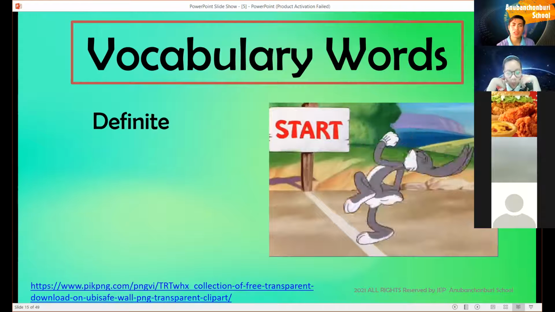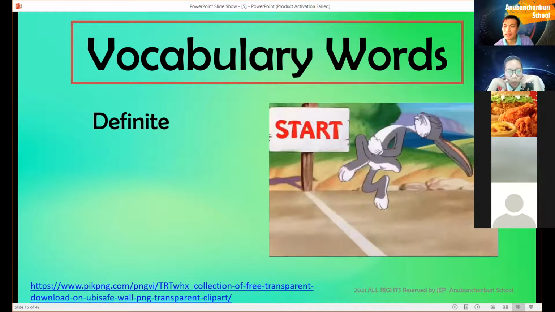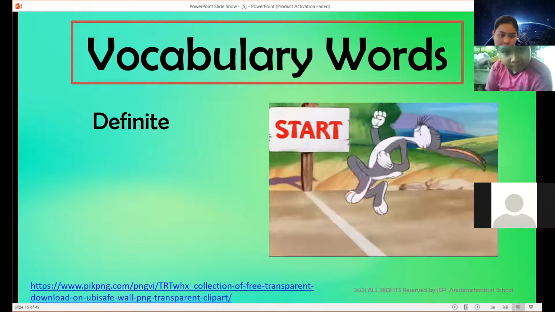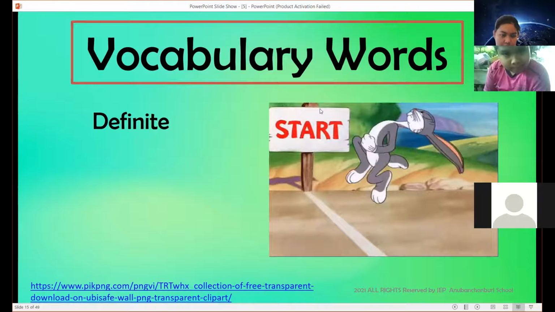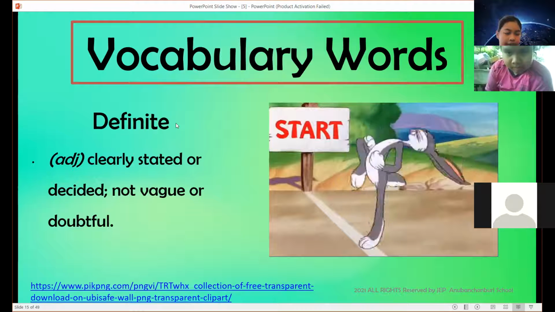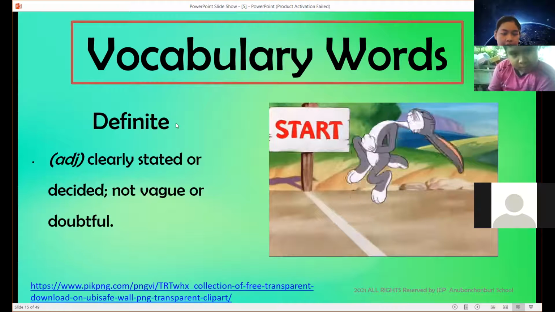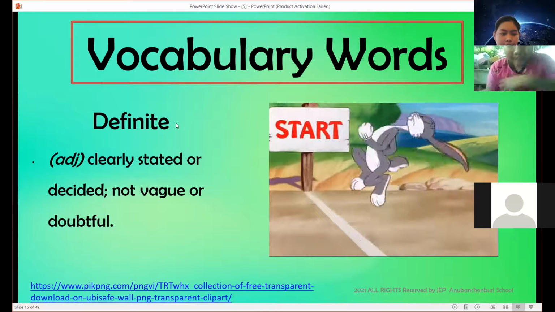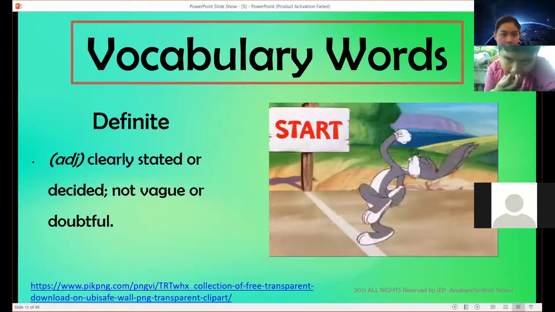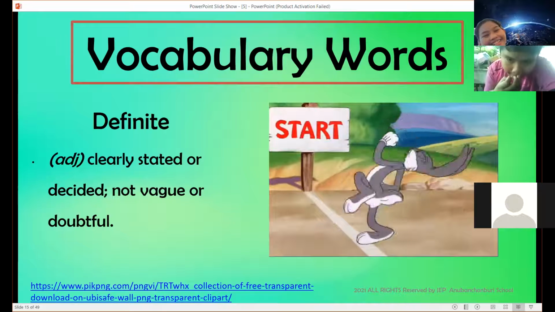Okay, so the next word here is definite. May I request somebody to read this one? Dun Raporn, please. Clearly stated or decided, not vague or doubtful. I will read again because there are words that you mispronounced.